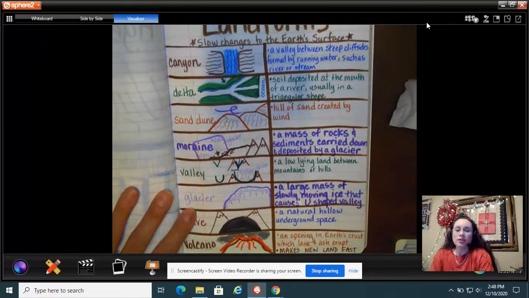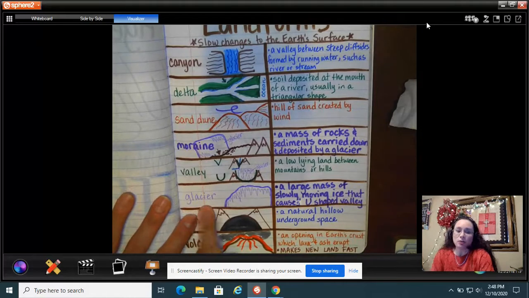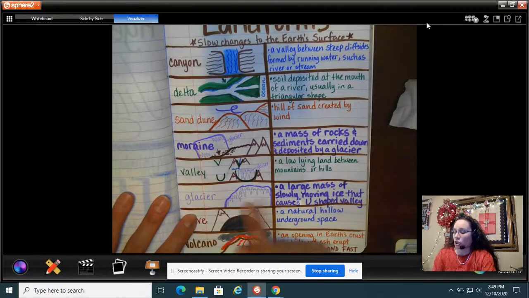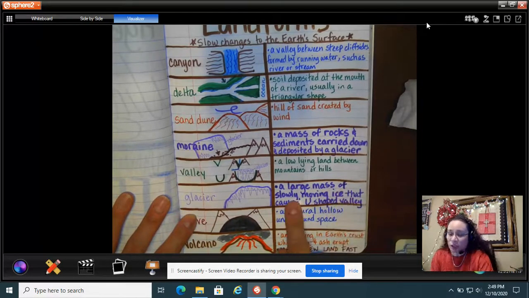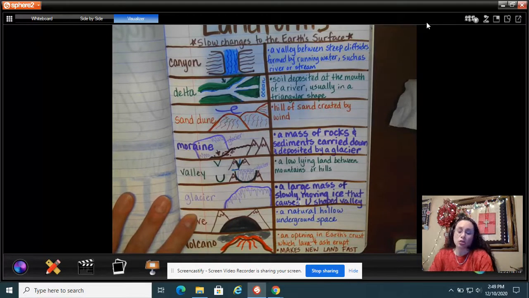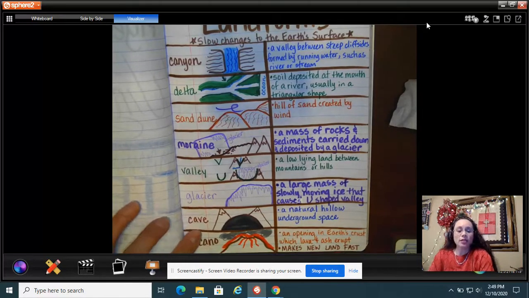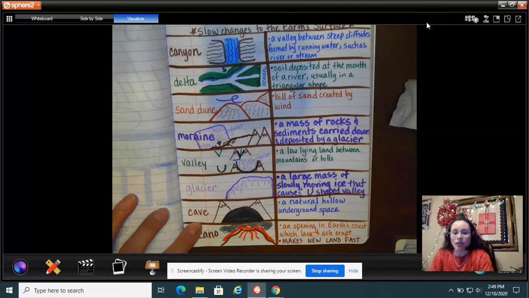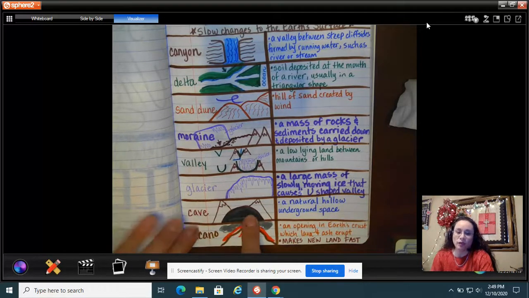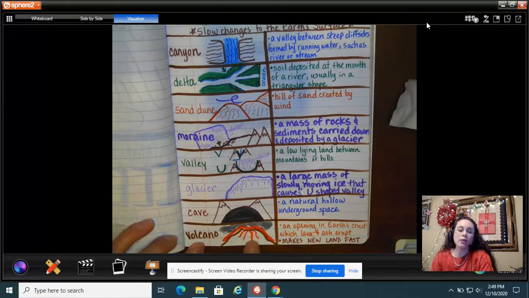The next one is a glacier. That's just a big chunk of ice, a large mass of slowly moving ice that causes the U-shaped valley. The next landform we have is a cave, and that is a natural hollow underground space. I have the mountains, but at the bottom of the mountain, I have that cave. It's underground.